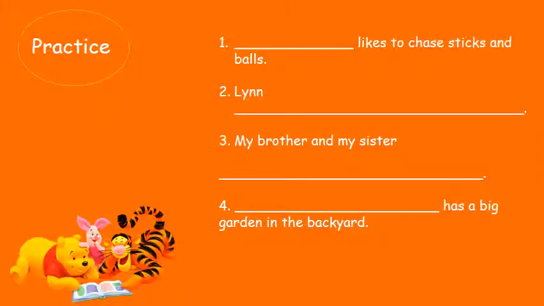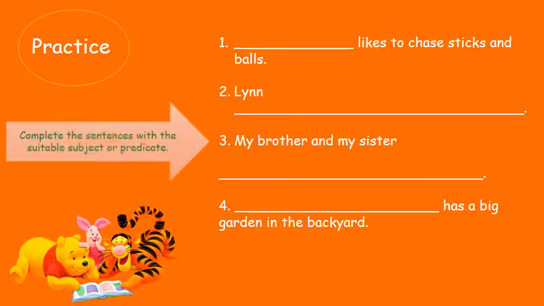Okay, to understand more what I have said in the previous slide, let's do this practice exercise. What must we do here? Complete the sentences with the suitable subject or predicate. Okay, we have to complete the sentences with a subject or a predicate. Let's see what each sentence is missing, and we are going to complete it. First one, likes to chase sticks and balls. Here, if you notice, it's missing a subject.